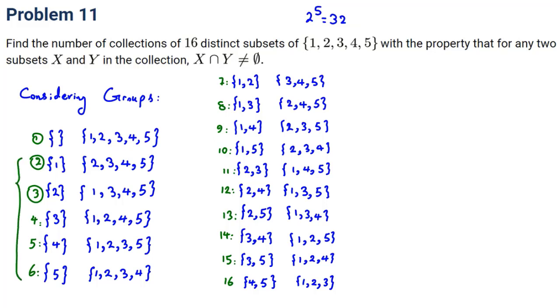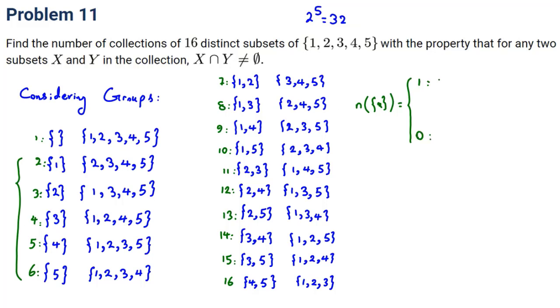They are sets with 1 element. So I want to see how many subsets with 1 element I select. We can't select 2 of them, because if you select, for example, 1 and 3, 1 and 4, then their intersection is the null set, and that's a contradiction. So we either select 1 of them or we select none of them.